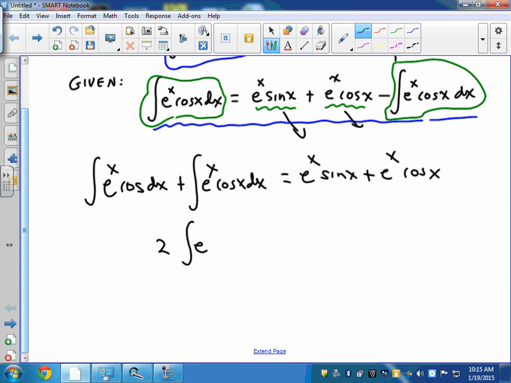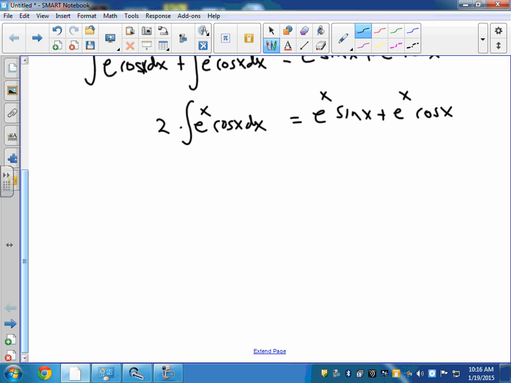Now again, you don't have to know what this means. I've left off an x here. 2 e to the x cosine x dx. You have two of them. It equals e to the x sine x plus e to the x cosine of x, right? And then lastly, we would divide. Notice that this is factored. We have 2 times, so we simply divide both sides by 2.